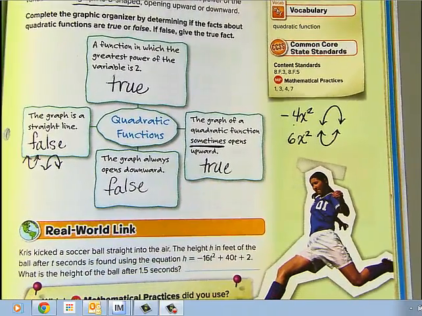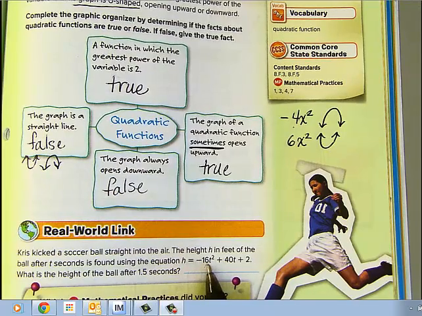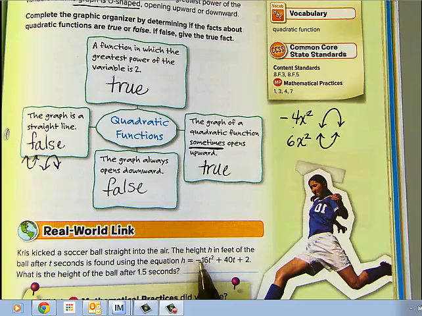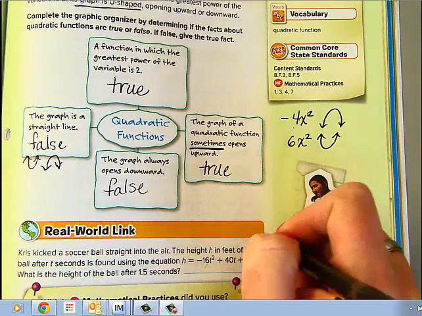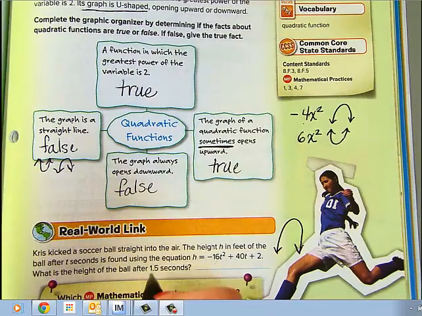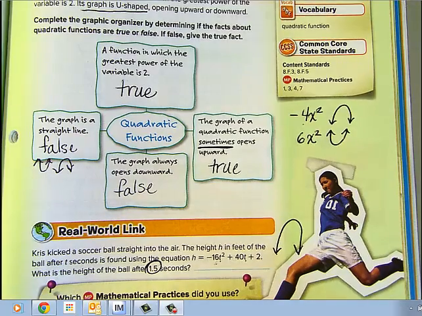It says Chris kicked a soccer ball straight into the air. The height in feet of the ball after t seconds is found using this equation. Right here, it has a squared term, so we know it's going to be a quadratic function. We know that it's going to be U-shaped, and it's a negative on that squared term. So we know that the ultimate shape of this graph is going to be downward because it's a negative on the squared term. And then it says, what is the height of the ball after 1.5 seconds? Well, in order to do that, we have to plug in, this is time, so we have to plug this into t in our entire equation.